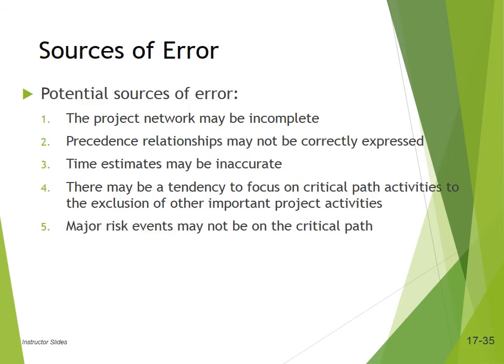What are the sources of error in this technique? The project network may be incomplete because of not having enough information. You may not know all the activities which are required to complete the project, and also what the relations between those activities are. So that's why the project network may be incomplete. Procedural relationships may not be correctly expressed. The relationship between activities may not be correctly expressed. The time estimate may be inaccurate. Whatever time you have assigned to the project or activities may not be accurate, because it can take much longer than you expected.